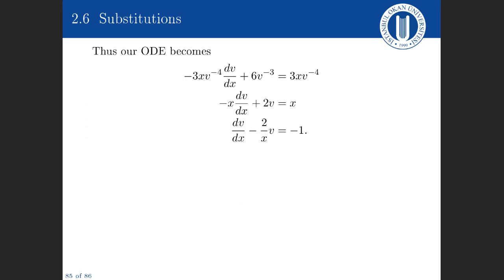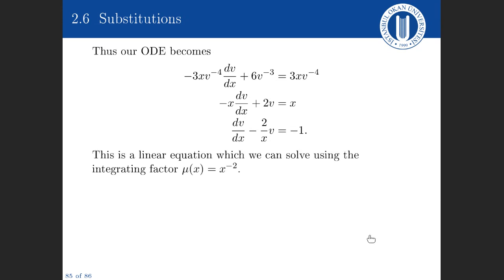Substitute these in. I'm going deliberately quickly here; you can check this. We get this equation at the top. Divide by 3, multiply by v to the power 4. We get the second one. Divide by minus x, we get this final one: dv/dx minus 2 over x v is equal to minus 1. This is a linear equation. We solve this using the integrating factor x to the power minus 2. And I'm going to leave it for you to check that the solution to this linear equation is v is equal to x plus a constant times x squared.